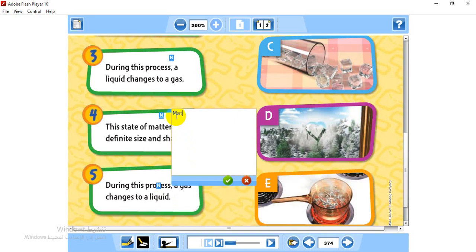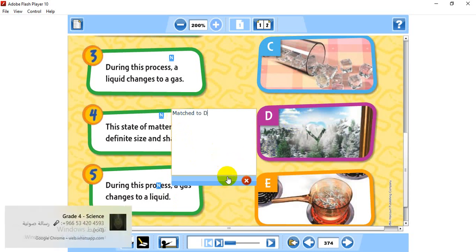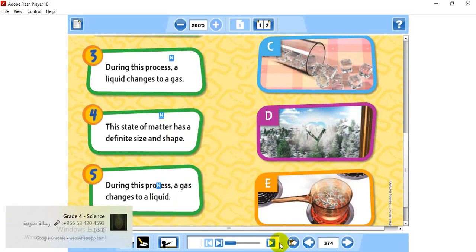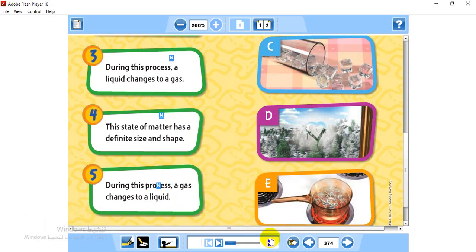Matched to letter D. Okay, letter D, which is what, guys? Condensation. Okay, guys, condensation. Thank you so much, guys. So now let's go to the next page. Now I think we have to go to the next page, page 375.